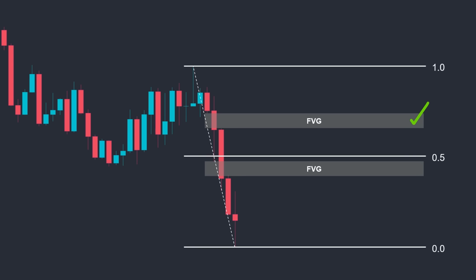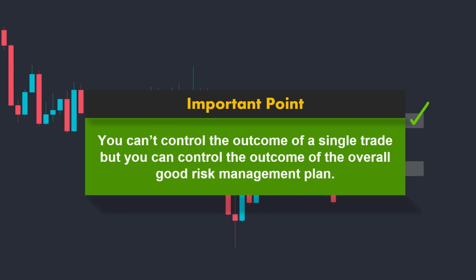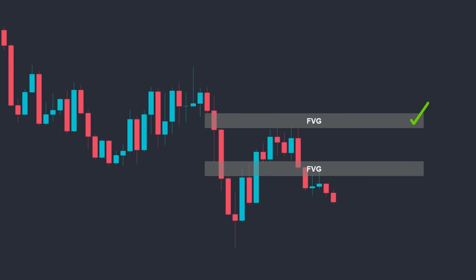However, the important point here is that you're not going to win every single trade, even if you only take high-quality setups. Sometimes the market has different opinions. Even with a 30% win rate, you can be profitable as long as you have a solid risk management plan. You can't control the outcome of a single trade, but you can control the outcome of the overall good risk management plan. As long as you take the high-quality setups and stick to your rules, you will be fine. And actually, you don't need to win every single trade, and that's how you become emotionless to the losses.